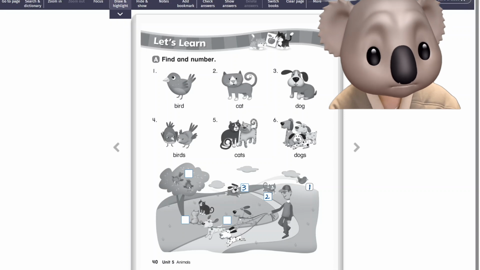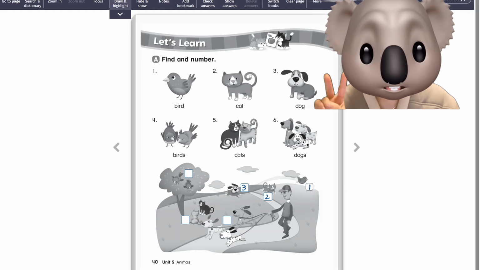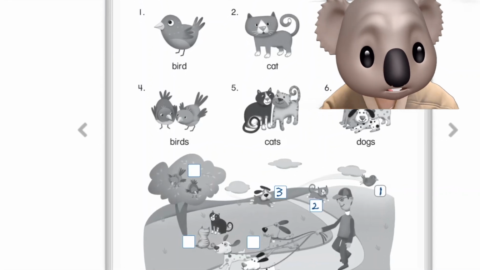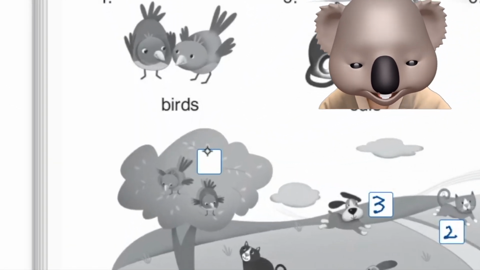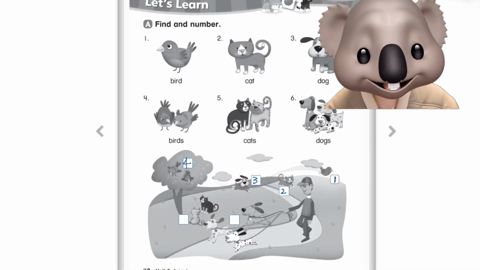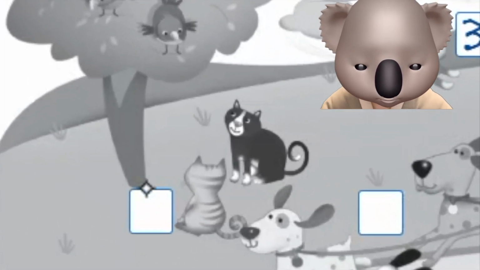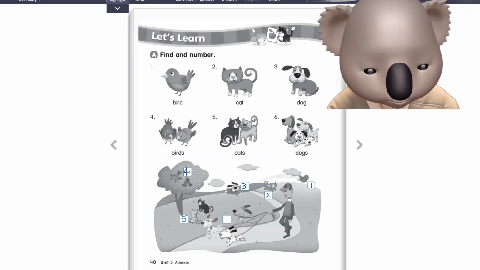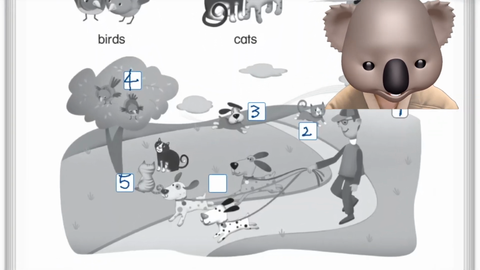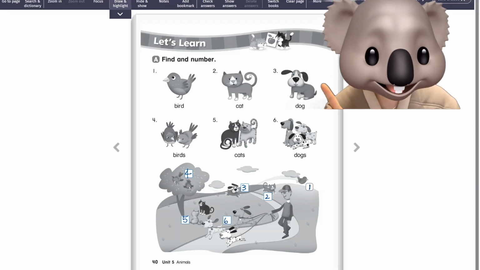Right here. Number 4 is a picture of birds. 정확히 말하면, there's 2 birds. Can you find the picture of 2 birds? Right here, so we'll write the number 4. In number 5, it says cats. 고양이 2. We'll write the number 5. And last, we're looking for the part where we have a picture of 3 dogs. Right. Number 6 is right there. Good job. Check your answer and let's keep going.